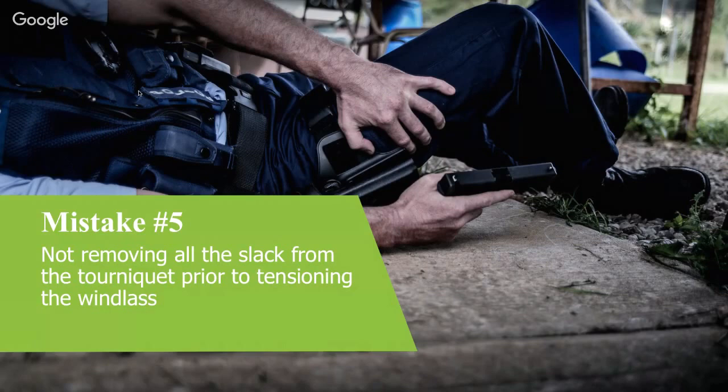With both the soft T and the CAT tourniquet, and even most other commercially available arterial tourniquets, there's only so much material. So when you turn that windlass, there's only so much material before you run out of room to turn. If you don't remove that slack, it's just not going to provide the required amount of pressure to compress that artery and stop the bleeding.